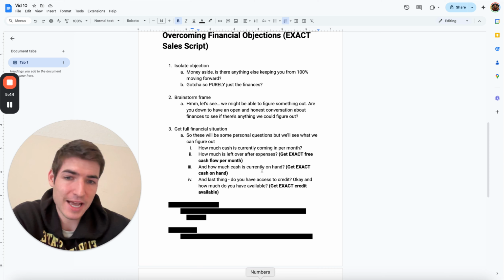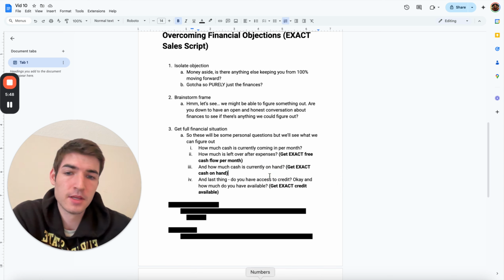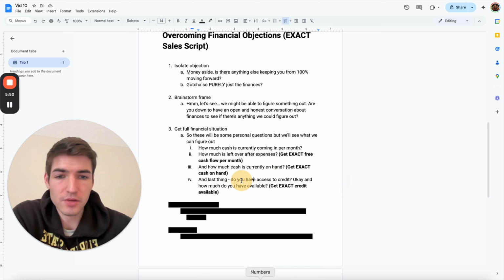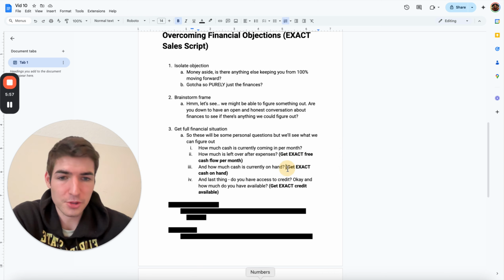Next thing we get is how much cash they have on hand currently, so we get their exact liquid cash on hand. And last thing, do you have access to credit? Okay, how much do you have available? So we get these three core things: their free cash flow per month, their exact cash on hand, and their exact credit available.